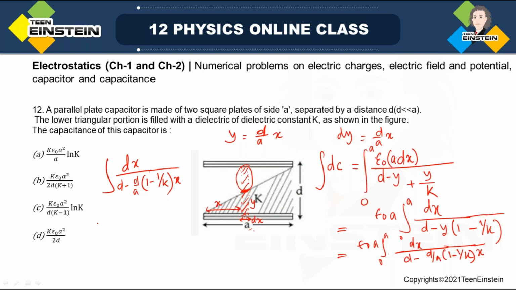Now see, we can actually do the integration from 0 to a. It will be 1 by x, you can just treat this as x, so 1 by x means ln x. Look here, ln x is the whole term, d by a, 1 minus 1 by k, ln of this.